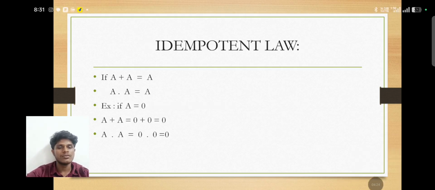Idempotent law. If a plus a equals a, if a is a variable, then the result is also a variable. If a dot a equals a. For example, if a equals 0, a plus a equals 0 plus 0, which equals 0, and a into a equals 0 into 0, which equals 0. Then this law is called the idempotent law.